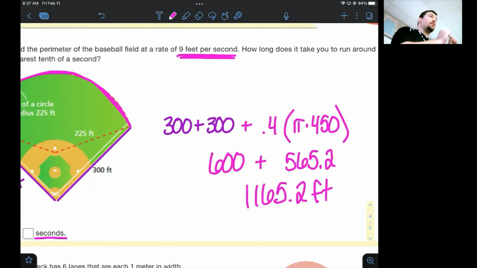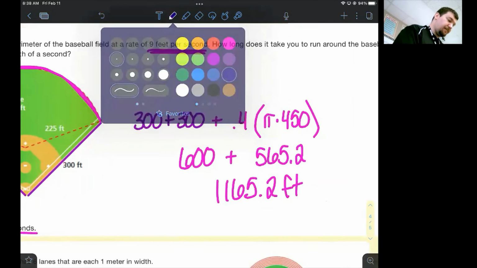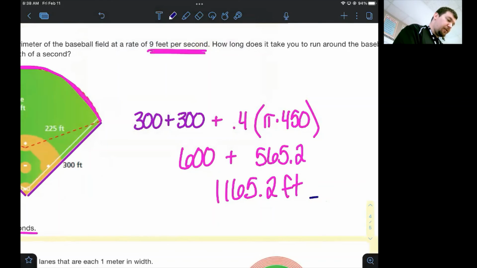So I'm probably jogging, but either way, if I'm going 9 feet per second, I need to know how many nines are going to go into 1,165.2. So how many seconds that would be. So what do I need to do to finish this? Divide. Yep, we're just going to divide by 9. Natalie, will you do that for us?